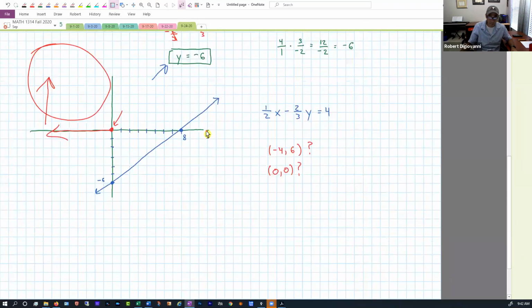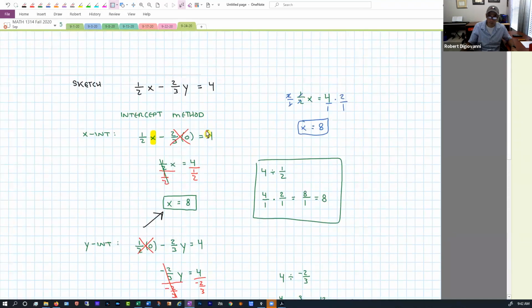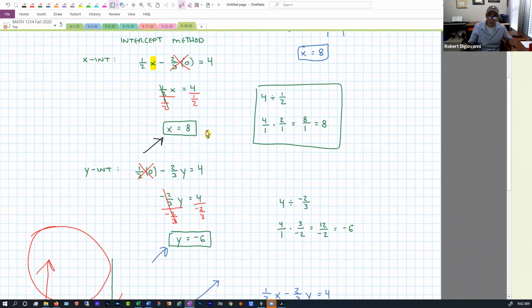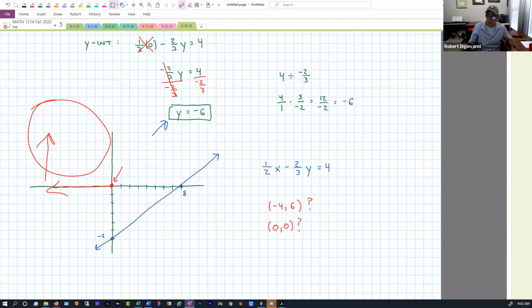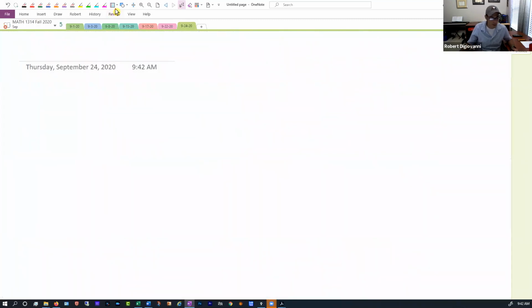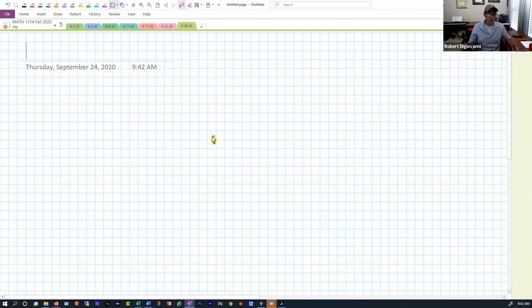All right, any questions on this one? Okay, let's move on to another example. The next example I want to do is a unique scenario. Here's the equation. I want us to sketch x equals -3.